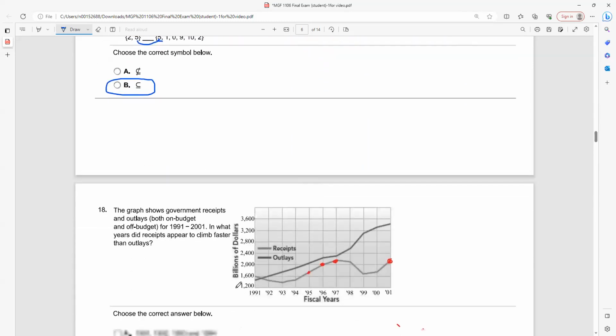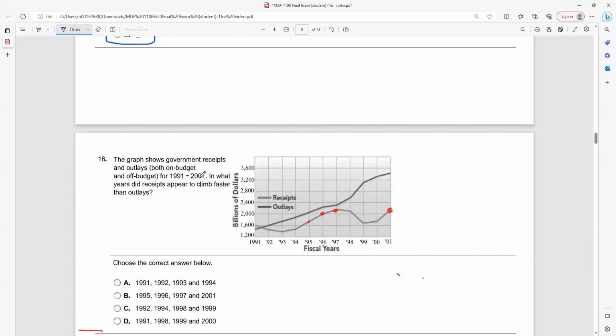For number 18, this graph here shows the government's receipts when we're given this budget from 1991 to 2001, and these are the receipts of what happened and what was spent in billions of dollars.